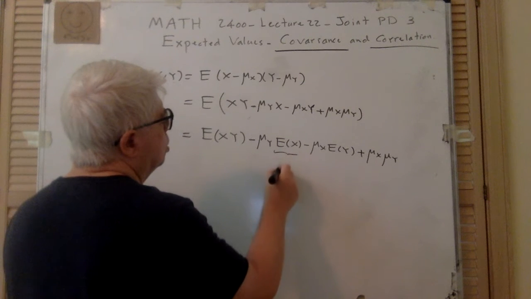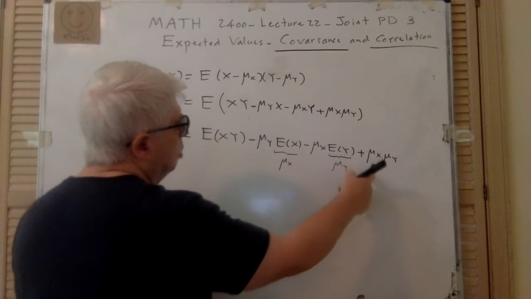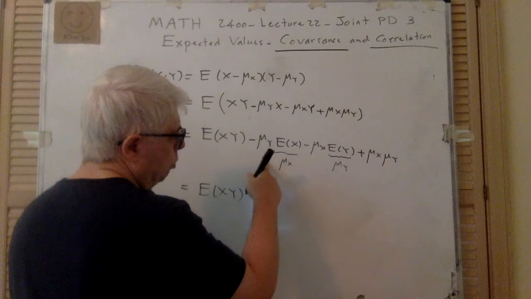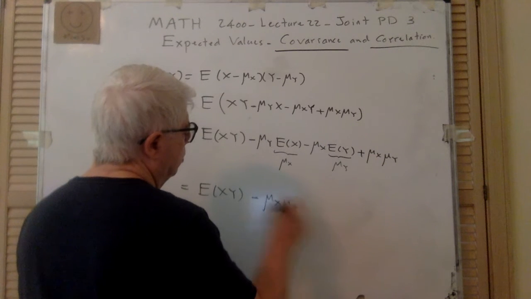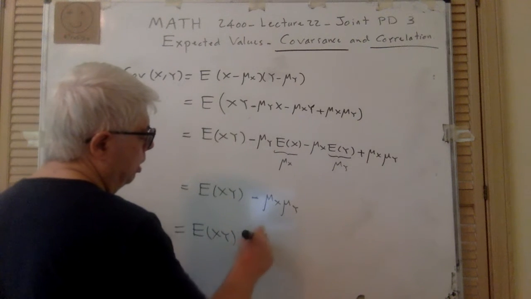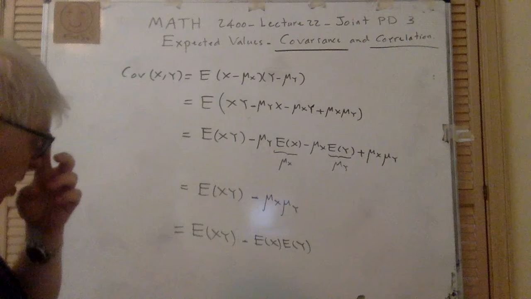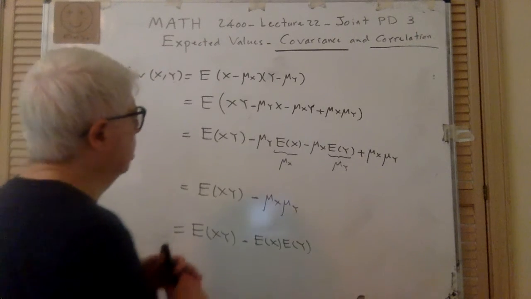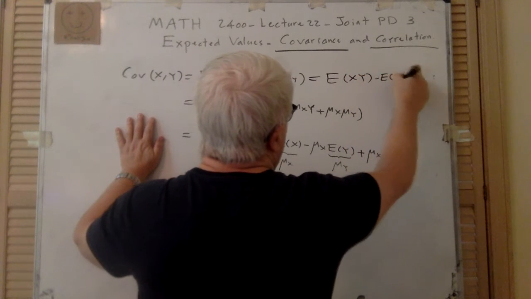But what is this? This is mu X, and this is mu Y. So I have mu X mu Y, mu X mu Y, mu X mu Y. So what remains is simply E of XY minus, there are two of them and one plus, so it is minus mu X mu Y. Or some people just write it this way: E of XY minus E of X E of Y. So covariance can also be written as E of XY minus E of X E of Y.